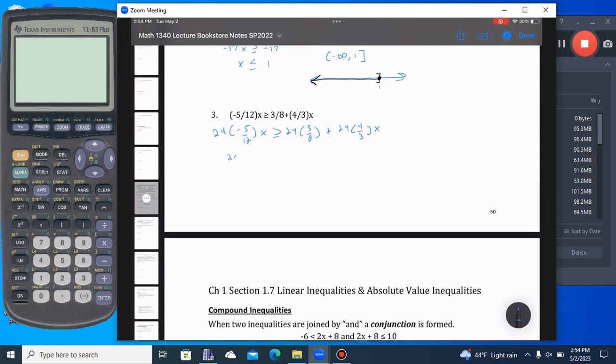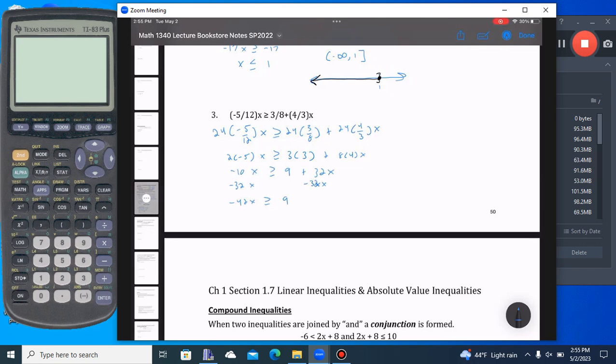So we end up with 2 times negative 5x greater than or equal to 3 times 3 plus 8 times 4x. And so here we get a negative 10x greater than or equal to 9 plus 32x. Subtract the 32x over. Then you get a negative 42x greater than or equal to 9.